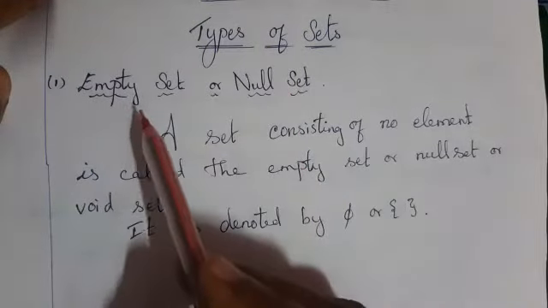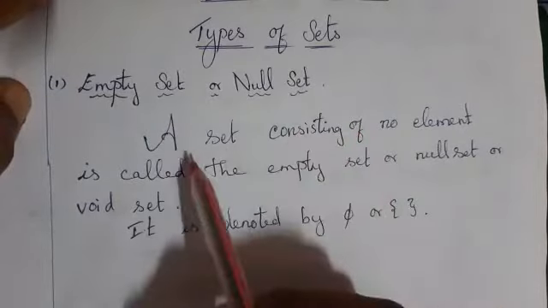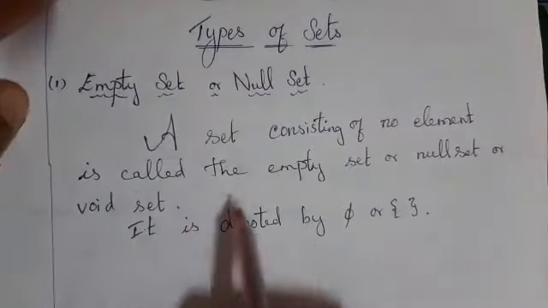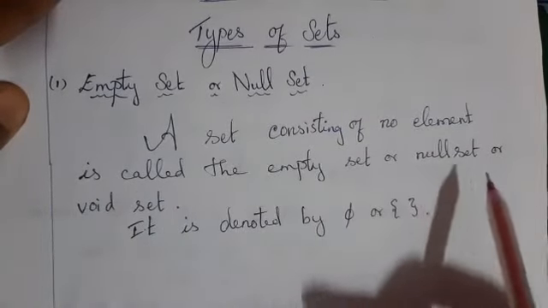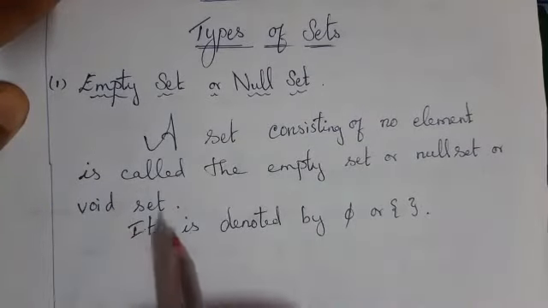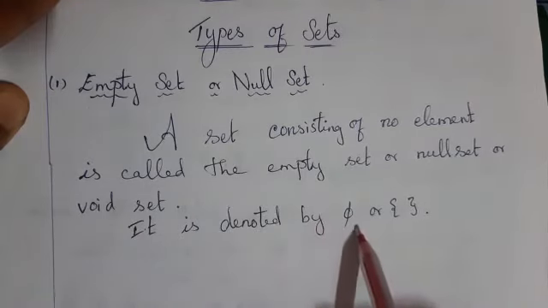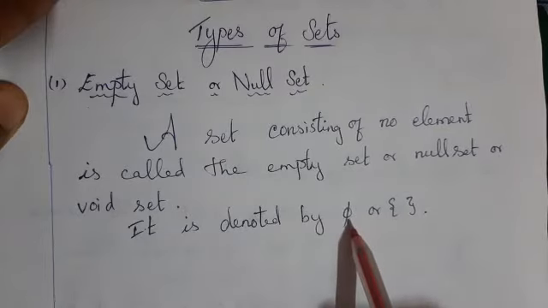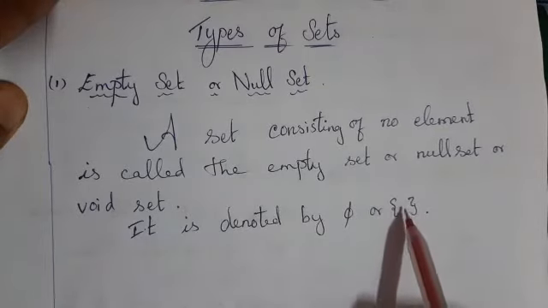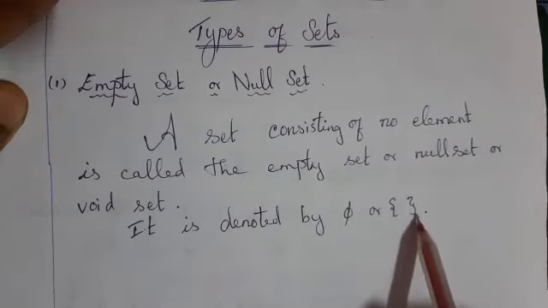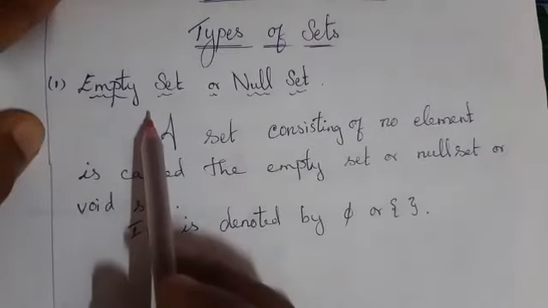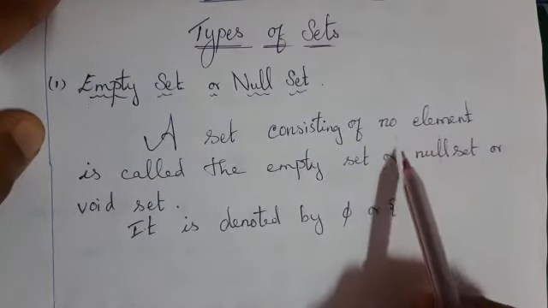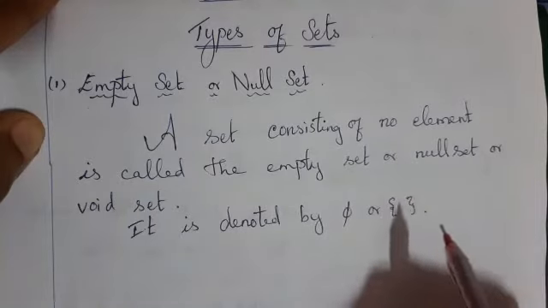First one, empty set or null set. A set consisting of no element is called the empty set or null set or void set. It is denoted by the empty set symbol. Okay, this is the sign for empty. Inside the set there is no element, therefore empty set. Once again, empty set means a set consisting of no element. Inside the set there is no element.